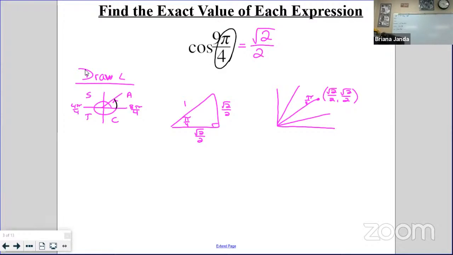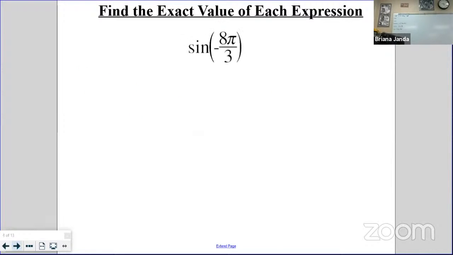Questions on what happens if it's bigger than a full circle? In radians, also very easy. Again, this is one of the other reasons we love radians. Very easy to figure out my reference angle. A little bit trickier if it is in degrees. So we'll talk about that, but it's no different. We've practiced the reference angles before. Okay, go ahead and try this one on your own. Sine of negative 8 pi over 3.